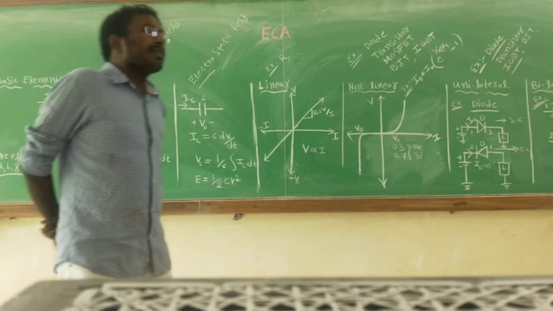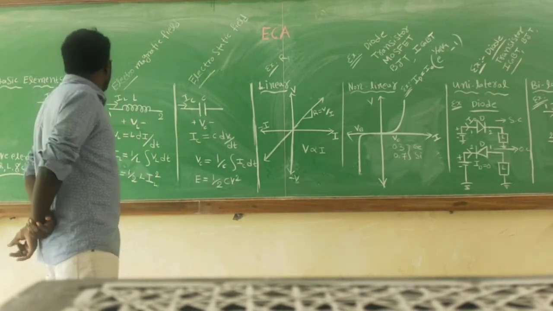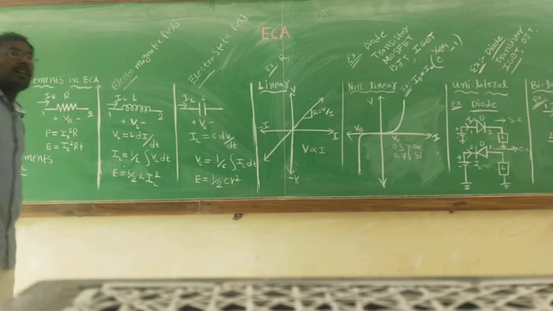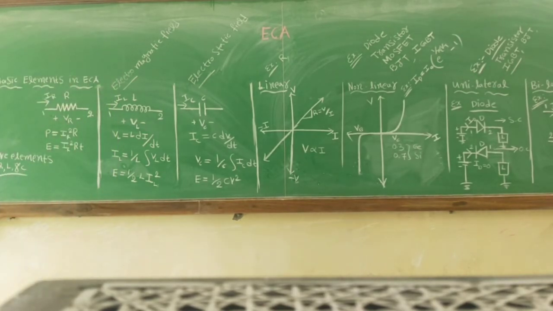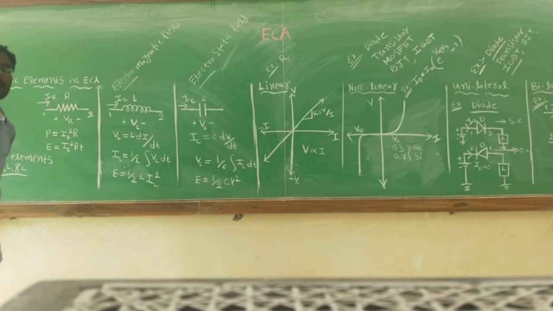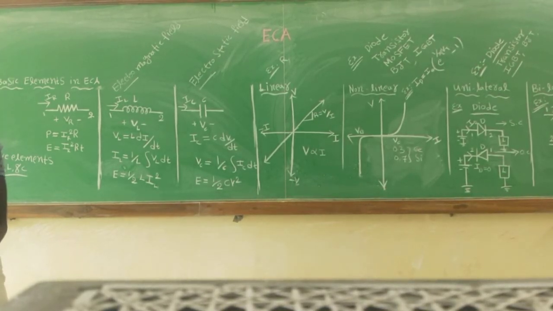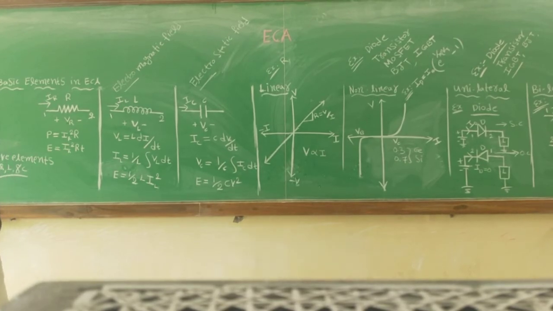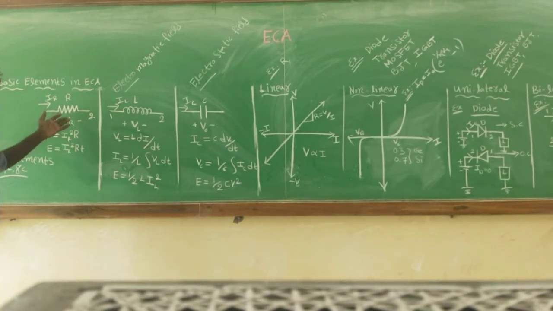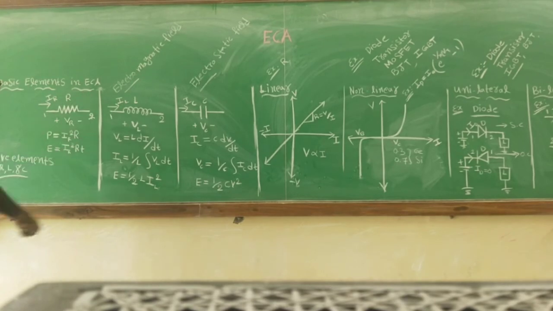Okay, so here, a resistor is an energy dissipating device. It's not an energy storage device. It is just an energy dissipating device in the form of heat. Resistor is an energy dissipating device in the form of heat, and inductor.